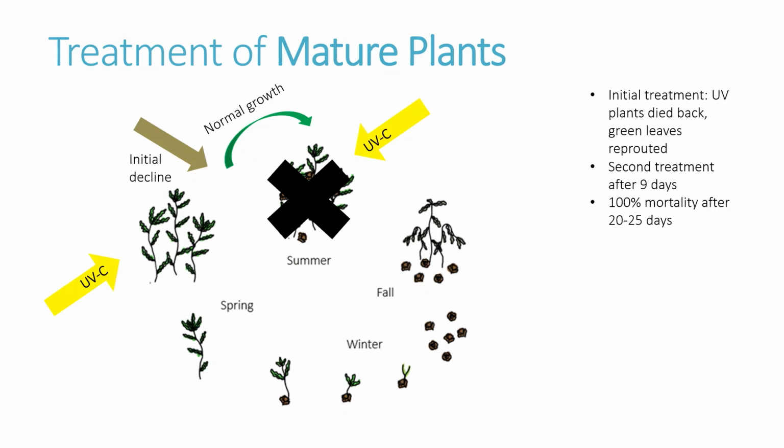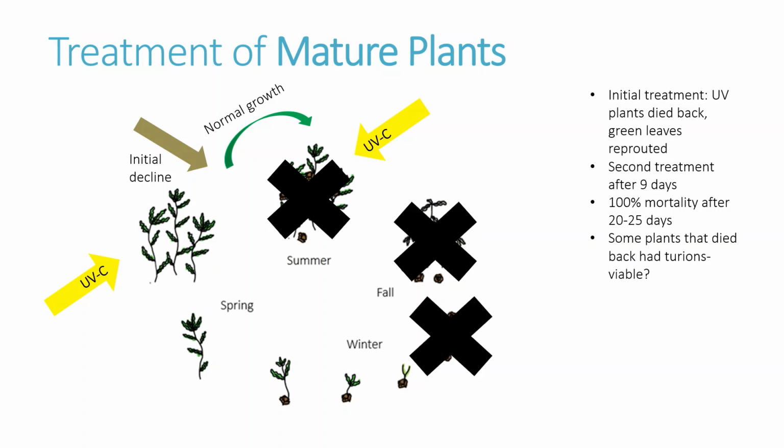Some plants had unshed turions. The question is, are these turions viable? We don't think so. When germinating shed turions, we had an 86% germination rate, whereas when we tried to germinate unshed or green turions, we had a 6% germination rate. Therefore, we believe that any unshed turions treated by UVC will be rendered unviable as the plant dies off.